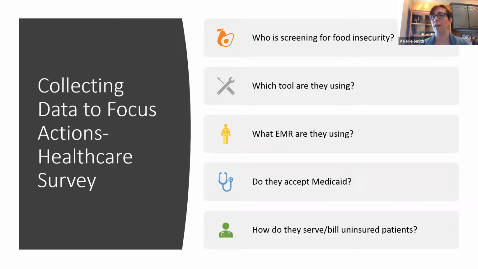We wanted to know, were they already screening for food insecurity or not? If they were, which tool were they using? What EMR or electronic medical record they were using, because many of them have food insecurity screening embedded in it already, but providers don't always know that. We also wanted to know a little bit about the patient population they were serving. So whether they accepted Medicaid and whether they saw uninsured patients, and if so, how they did billing there, whether they provided a sliding scale or other things like that, to give us a picture of that.